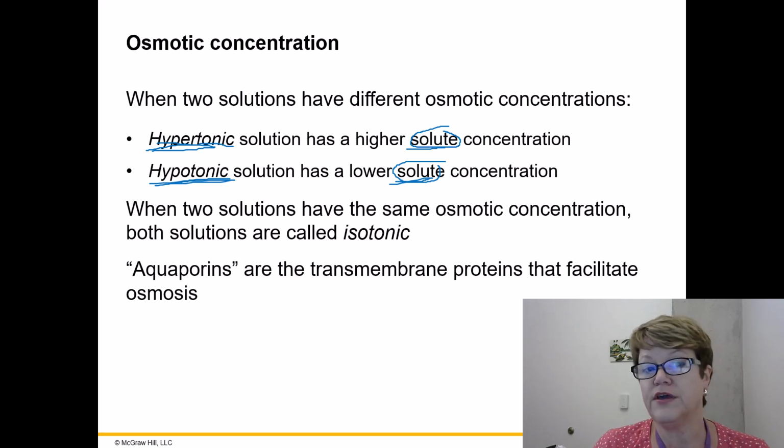And so the only other option is if both solutions have equal concentrations, then it's called isotonic. But if you have isotonic solutions, then there's not going to be any net diffusion across that membrane. So that's typically the end point of the process, not necessarily the beginning point, especially for the questions that I'm going to be giving you.